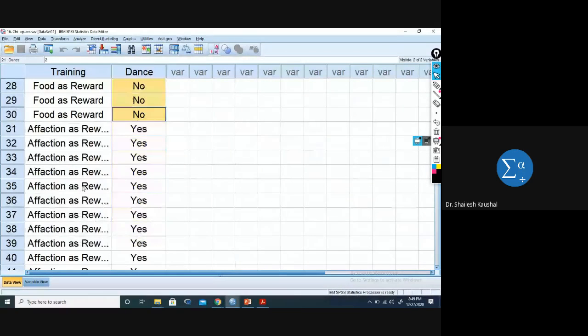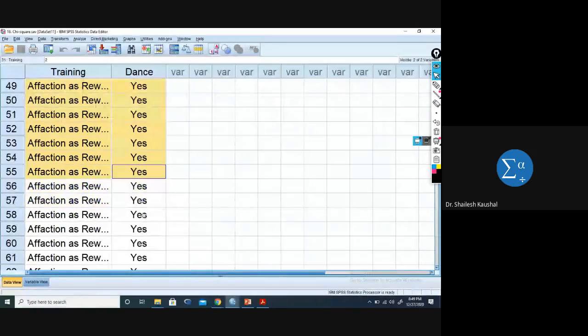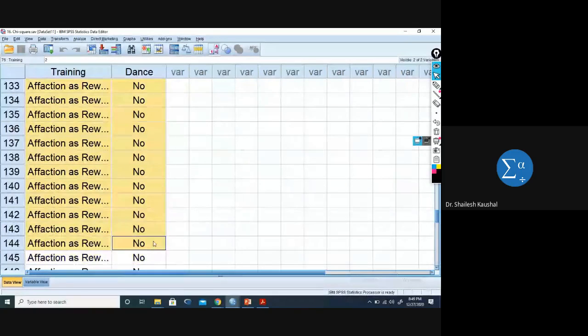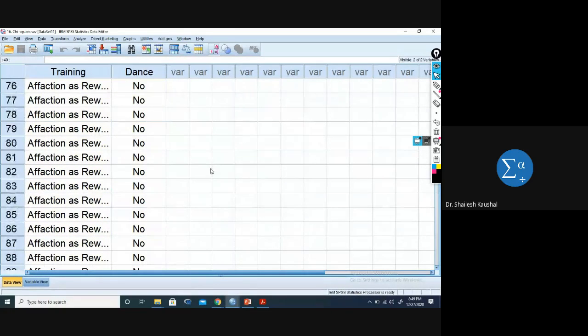And the second reward is affection as a reward. When he is giving affection to the cats, some cats are dancing, and most of the cats are not dancing. You can see. Okay. Now, so here we want to know whether affection as a reward works or food as a reward.